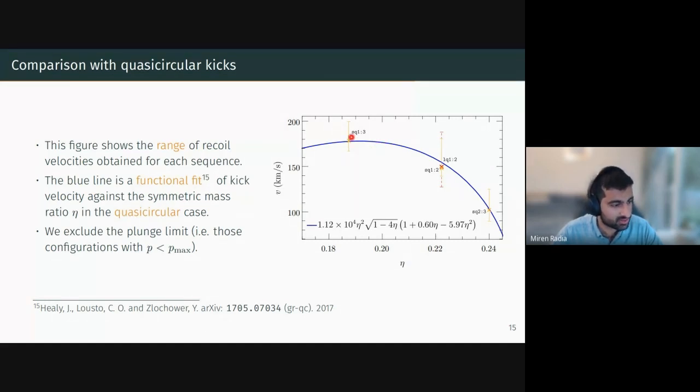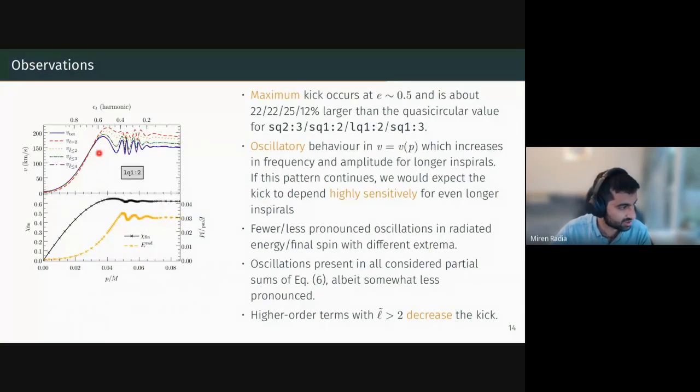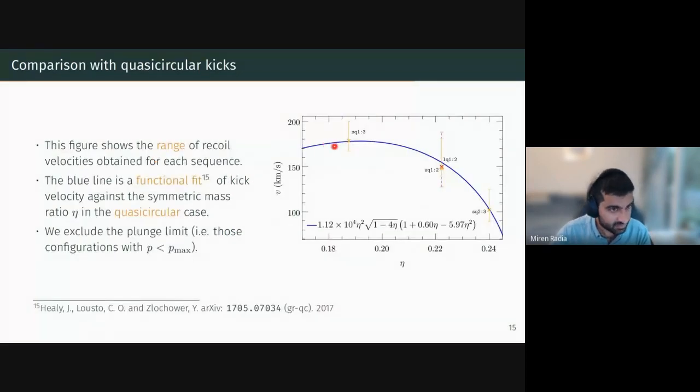The short sequences are in gold, and the long sequences in red. We've excluded the plunge limit, so those configurations with the tangential momentum p less than the value that gives the maximum. So basically, if I go back to this figure here, I've excluded everything to the left of my laser pointer here. So I've only included the oscillations in the interesting part of the plot. Otherwise, the bottom part of the range would just go to 0, because the kick would go very, very small in the head-on limit. And we were interested in the oscillating regime.